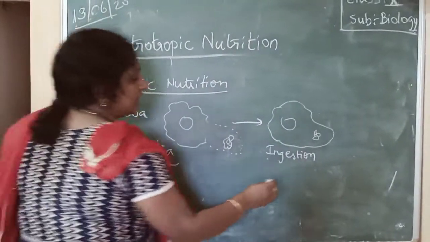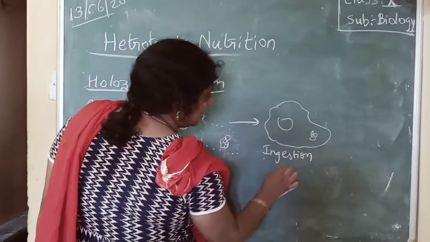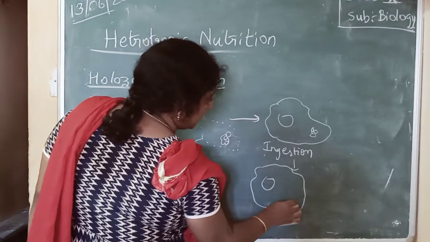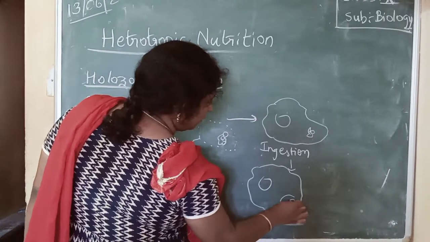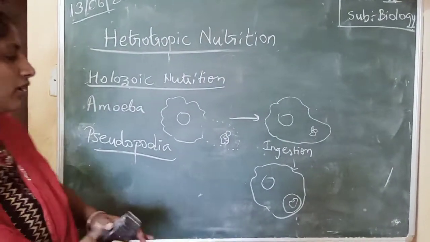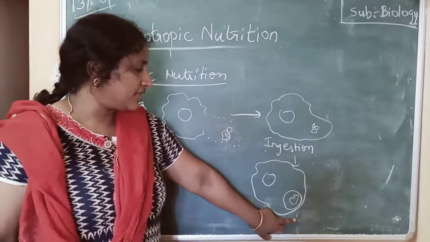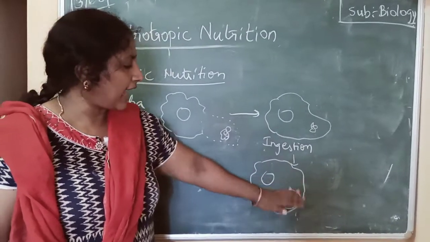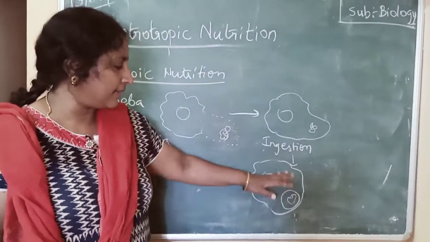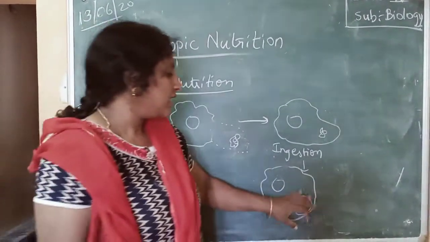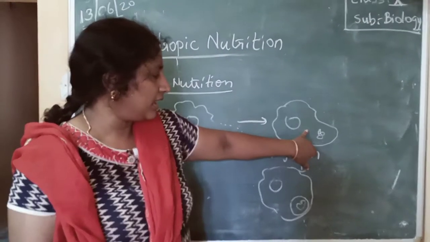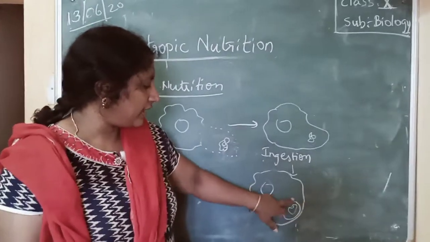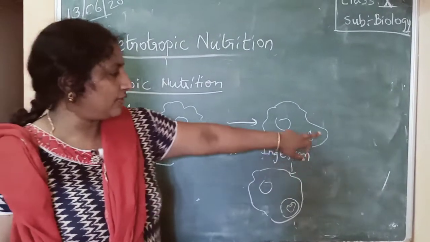Now immediately after, a food vacuole is formed around the food. Because why? If it is some poisonous food, the food will immediately be sent outside, or it will not damage or mix with the entire body. So immediately after entering, it will check whether it is good food or poisonous food. For that, it will form a food vacuole around the food.